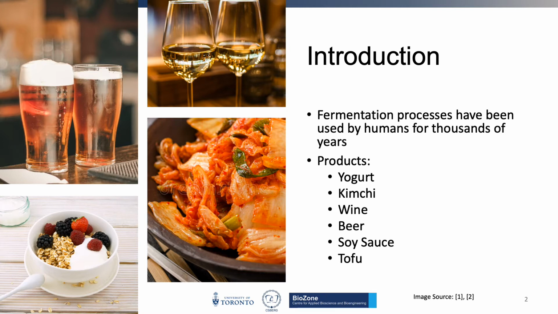I wanted to start off by giving you a brief introduction on fermentation and how it has already impacted our lives. Fermentation processes have been used by humans for thousands of years to make products that we consume in our daily lives. The most well known examples are using yeast to make beer from barley or wine from grapes. However, a lot of foods we consume are also made by fermentation, such as kimchi, yogurt, soy sauce, and tofu, just to name a few.